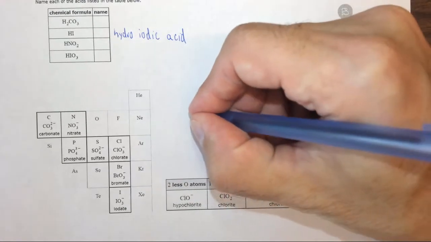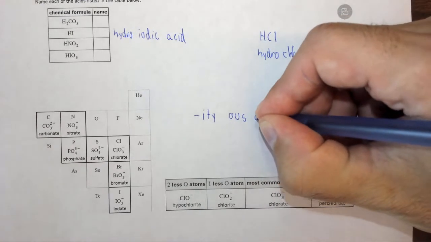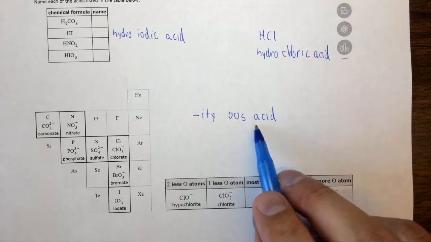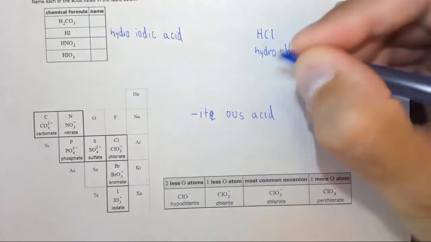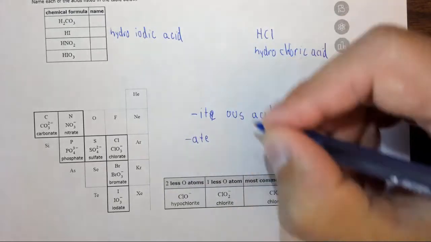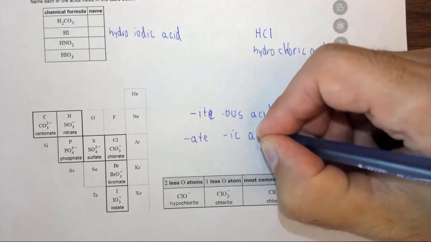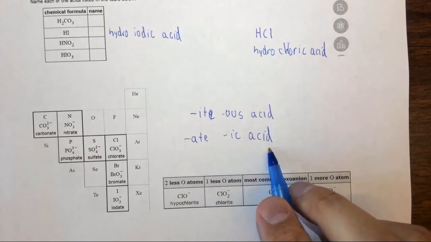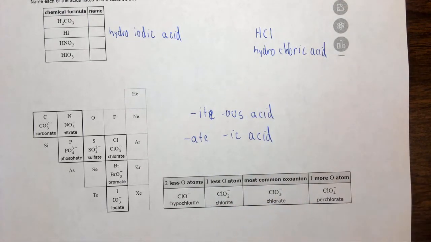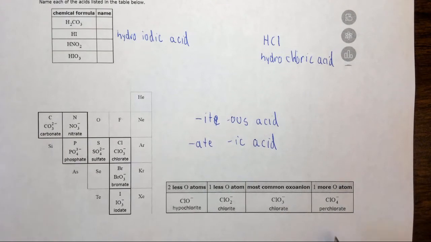First of all, if it ends in ite, it becomes OUS and then acid. We change the suffix to OUS and then add the word acid if it ends in ITE. If it ends in ate, we use the suffix IC, acid. So we use IC acid. Like here we used chloric acid, but we added hydro in the front. So let me give you an example with these compounds here.